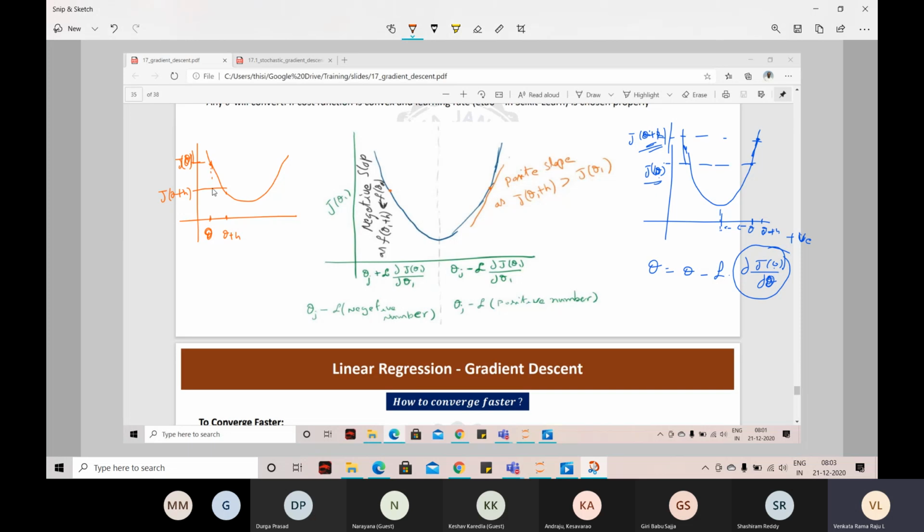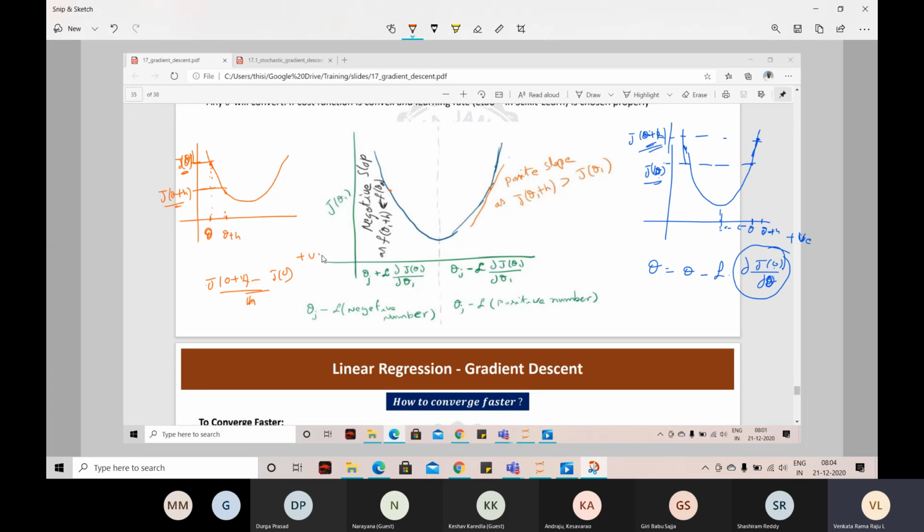What is the slope then? Slope is going to be this by this, so it's going to be j of theta plus h minus j of theta by h. That is the slope. But this number is smaller than this number, so it's going to be negative.